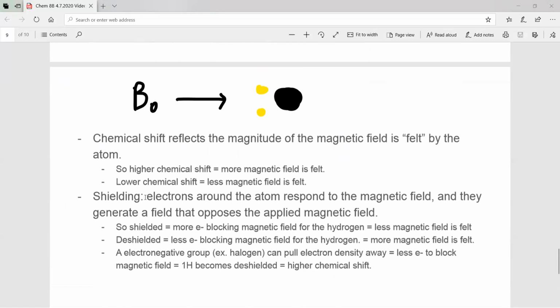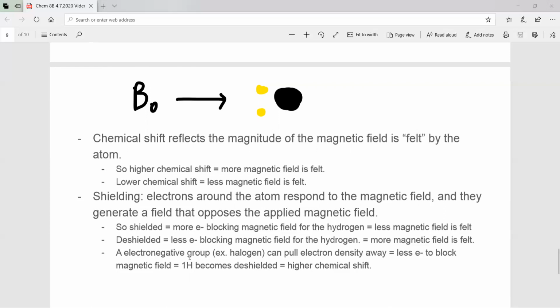Shielding is when electrons around the atom respond to the magnetic field and generate their own magnetic field to oppose the applied magnetic field. So a shielded proton has more electrons blocking the magnetic field for that hydrogen, so that hydrogen is feeling less of the magnetic field. A deshielded proton will have fewer electrons blocking the magnetic field for that hydrogen, and more magnetic field is felt.